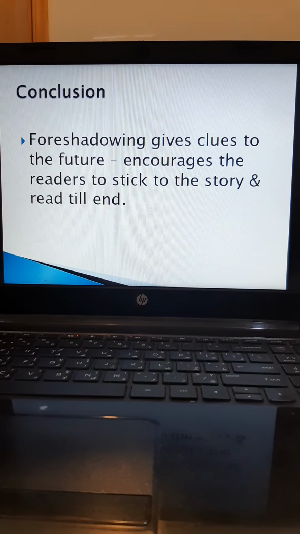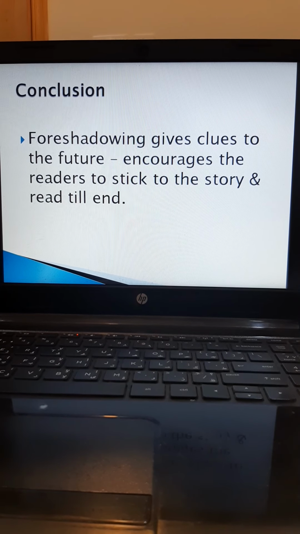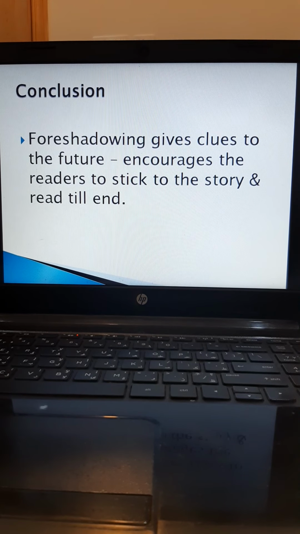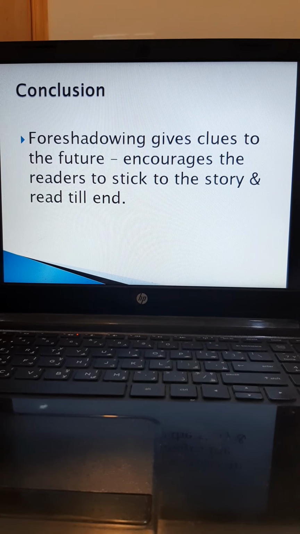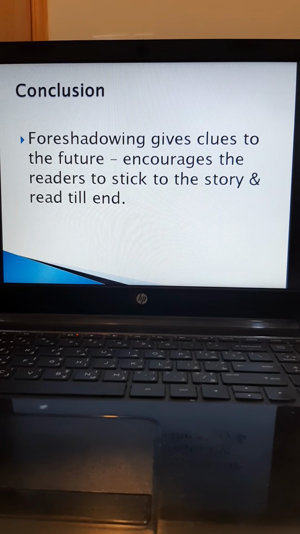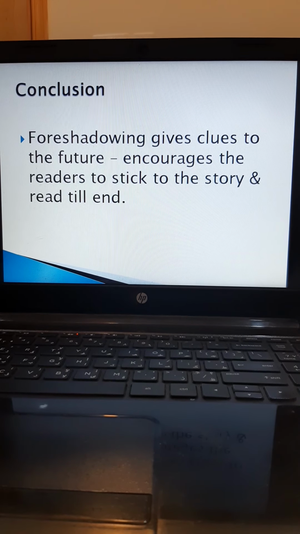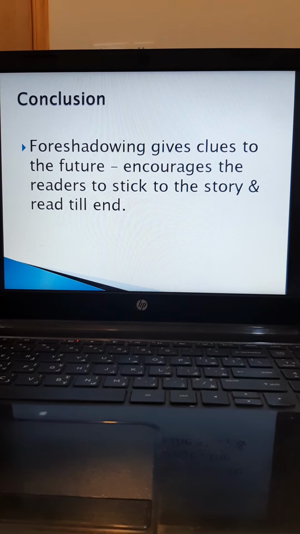Right? So, what's the conclusion? That foreshadowing can be used to instill almost any feeling in the reader: humor, tension, fear, anticipation. As it only gives clues to the future, this, of course, encourages the readers to stick to the story and read till the end. I hope you enjoyed the lesson.